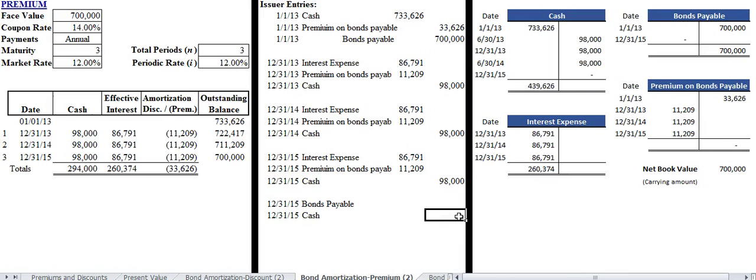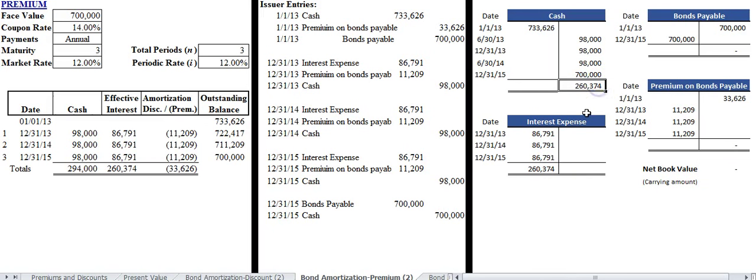So when you return the principal, you're going to return cash of $700,000. Your cash goes down, right? And you will close your bonds payable. You no longer have that liability. So now your bonds payable goes down to zero. You don't have that liability anymore. No more liability for you. You've recognized all the interest expense.